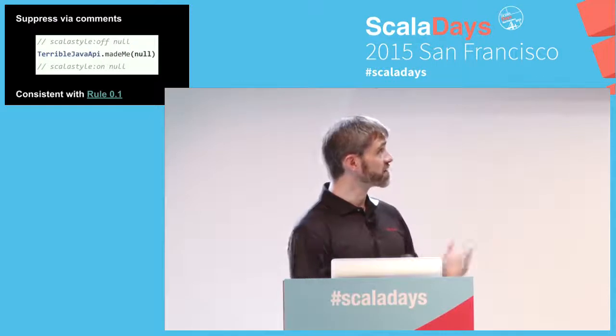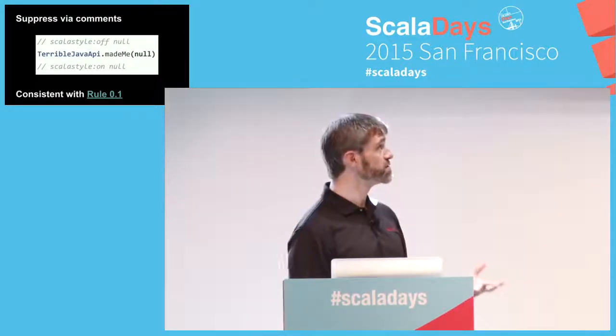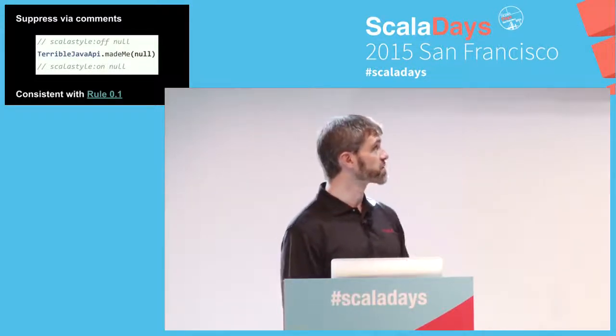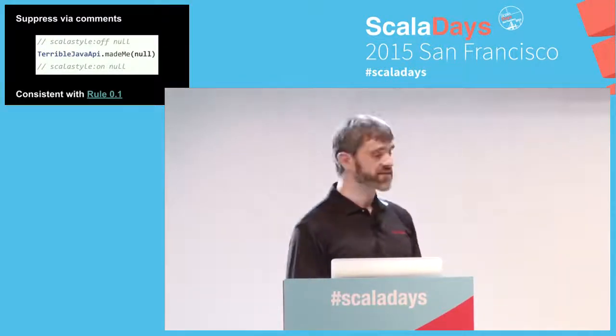If there's a place that you have to interface with a Java API that makes you use null because that's just the way people write Java, then you can put comments around the line that tell Scala Style to bug off and let me do the bad thing I need to do.